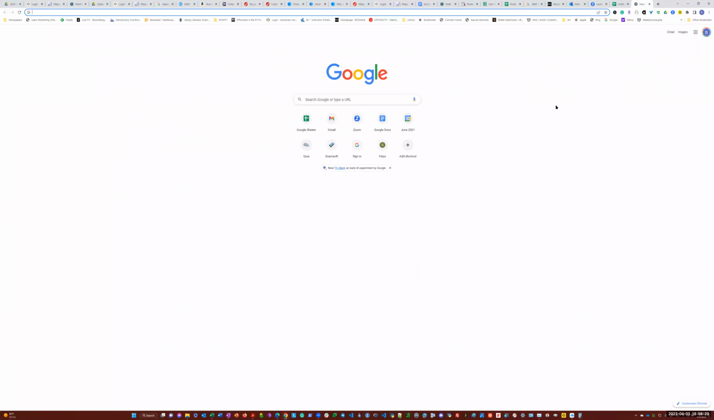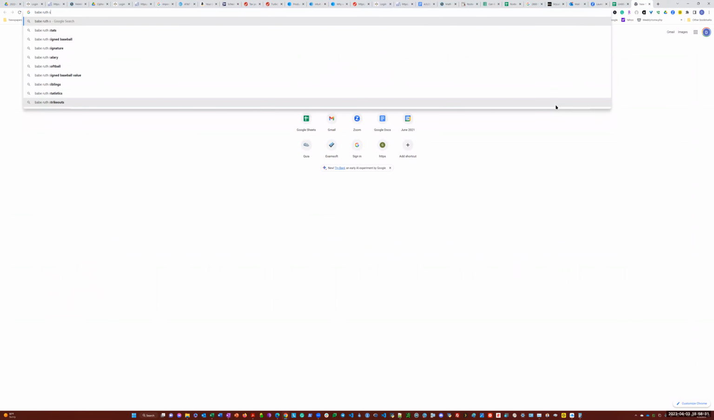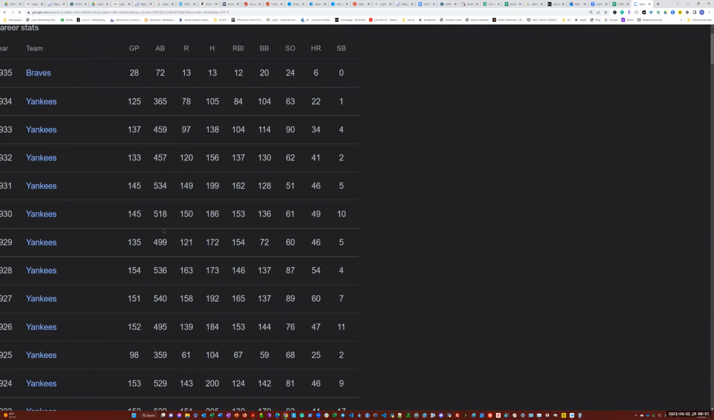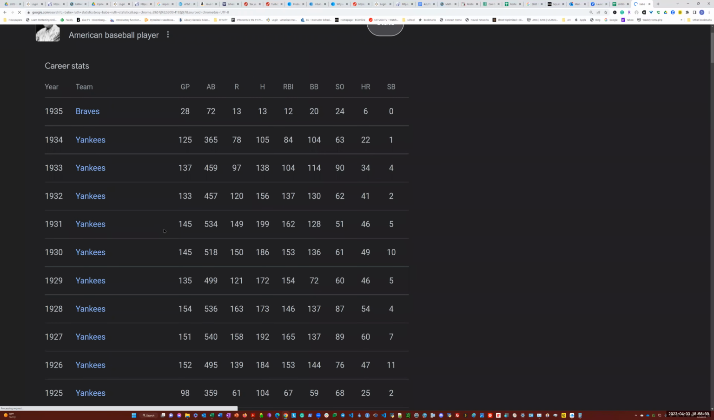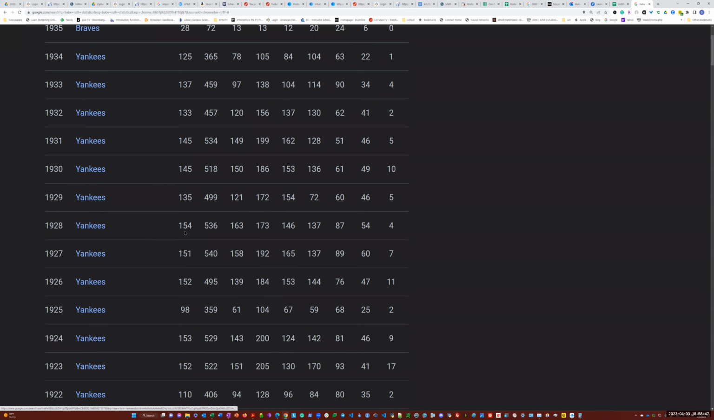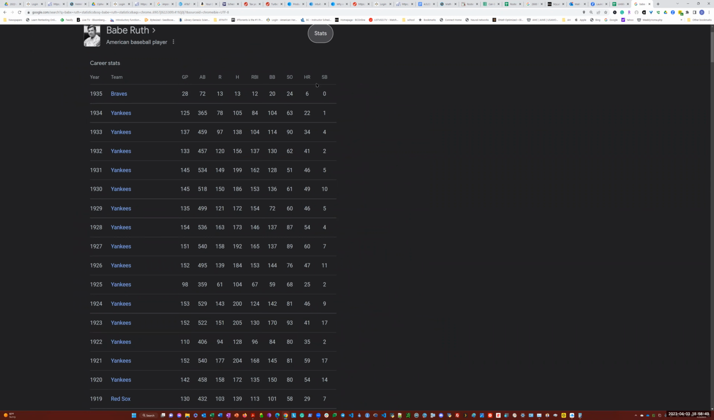You want to see statistics. Here's his stats. By the way, the dude also used to pitch. He's an all-star pitcher also. 1927, I remember, was one of his best years, I think. So home runs, dude hit 60. Do you know what the next highest was that year? I think it was 30.